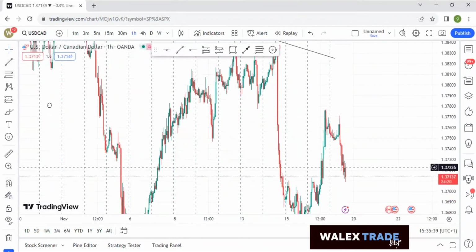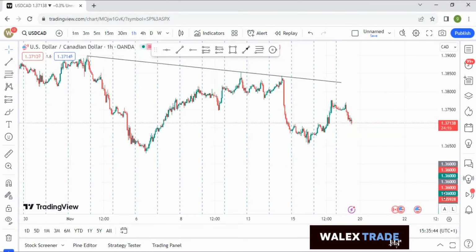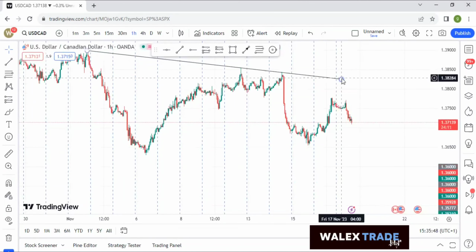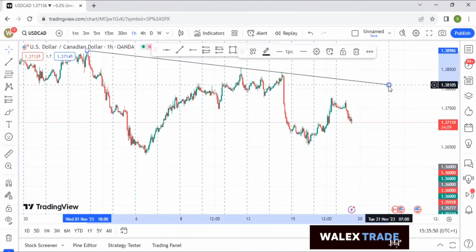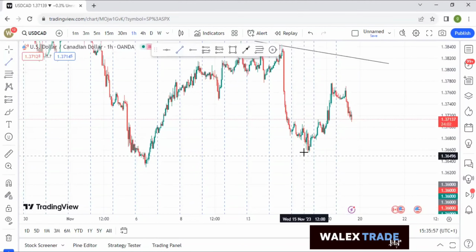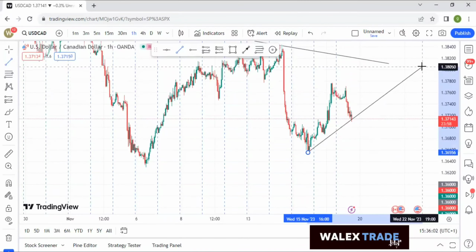Let me adjust it a bit. Okay, let's say this one is... Now let's say you want to draw it from the downside. You can see, you can take it from here also.